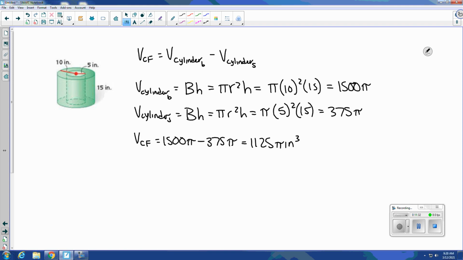Inches cubed. And if we want to format our answer rounded to the nearest tenth, we're going to have approximately 3534.3. So there's your volume of this composite figure. Now let's take a look at surface area.